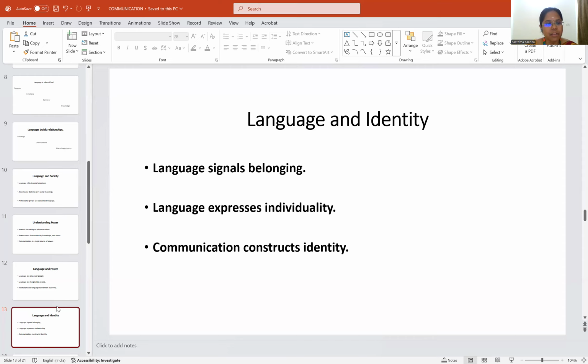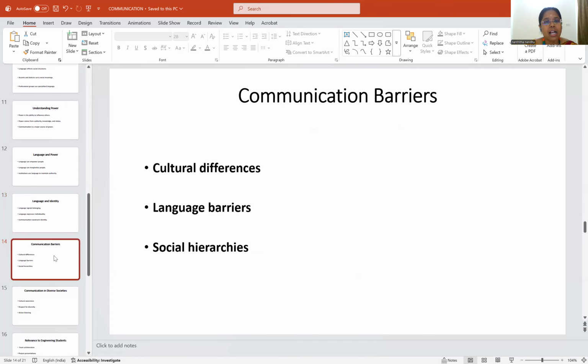Next, communication barriers. So, what do you mean by barriers? The difficulties in providing an effective communication. So, these are the three major factors which primarily affect one's communication: cultural difference, language barriers, and social hierarchies. So, these barriers can create misunderstandings and limit participation.